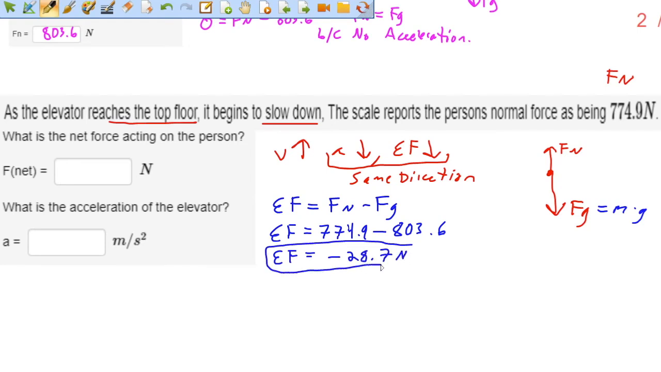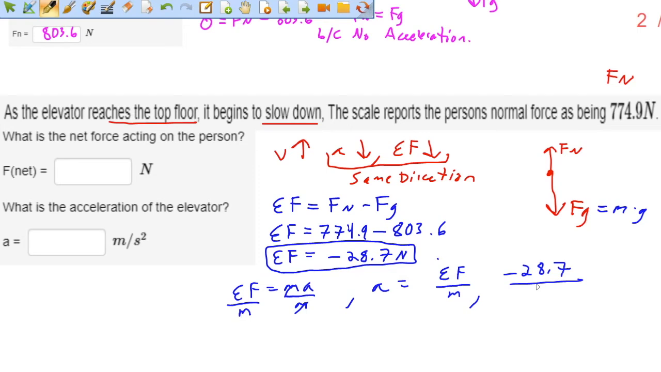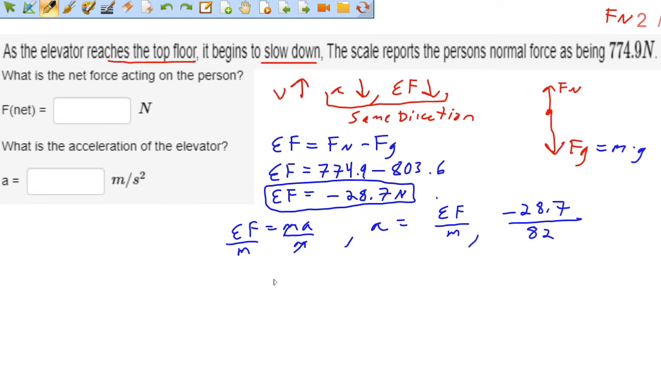28.7 newtons. The negative net force is just confirming what we already know, and that's that the elevator is slowing down because it's experiencing a negative acceleration. We're going to find out what that acceleration is right now. So net force is equal to ma. To figure out acceleration, I'm just going to divide by mass. Acceleration should be equal to net force over mass. Therefore, if I plug my numbers in, I get negative 28.7 divided by the mass. The mass of this person, if you recall, was 82 kilograms. So if I simplify and solve, I find out that acceleration should be equal to negative 0.35 meters per second squared.